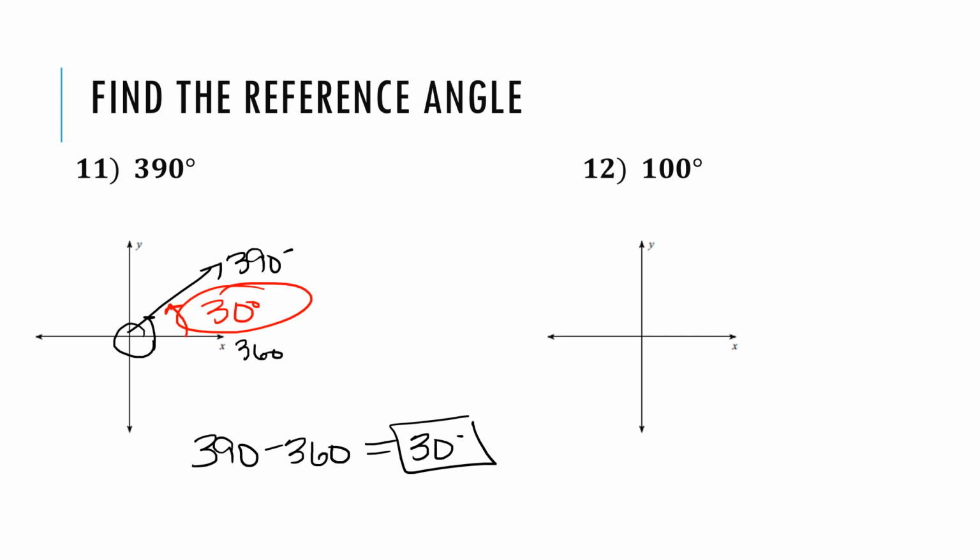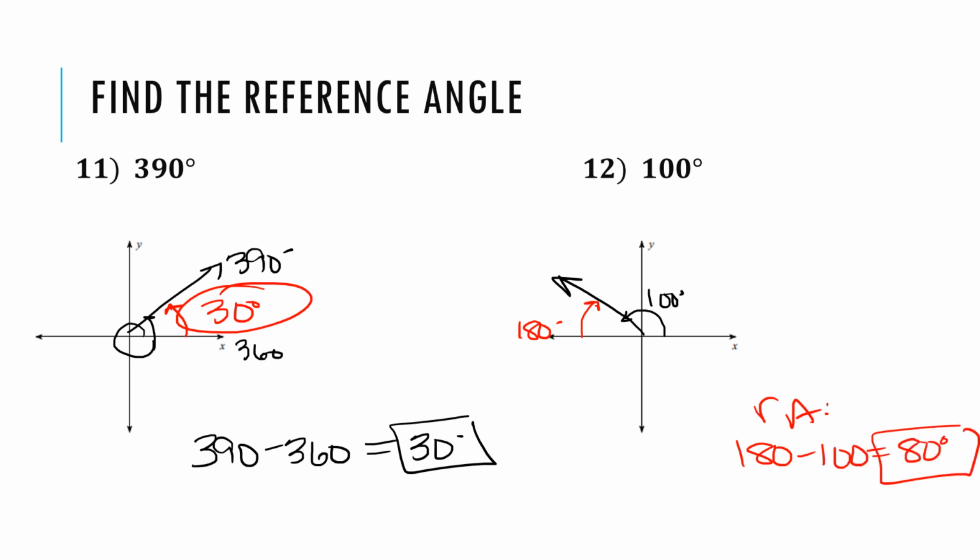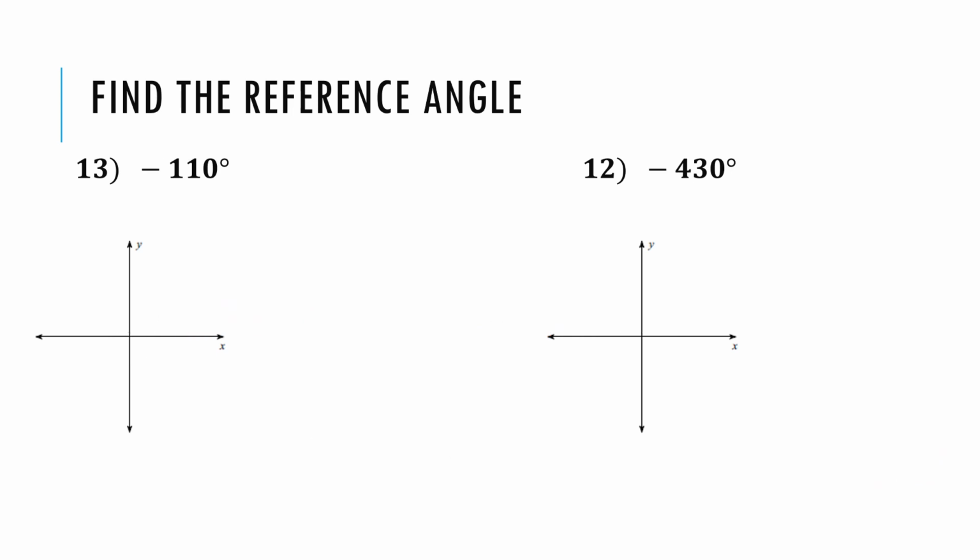In quadrant 2, we have our next example at 100 degrees. So we're looking for our distance back, closest to the x-axis is going to be at 180. So in order to find our reference angle, we're going to take 180 degrees, subtract the given amount, and find that the reference angle is 80 degrees. So this little distance that we traveled back from the x-axis to the terminal side of 100 gives us 80 degrees. Alrighty, moving along. Number 13, our next example is negative 110 degrees.